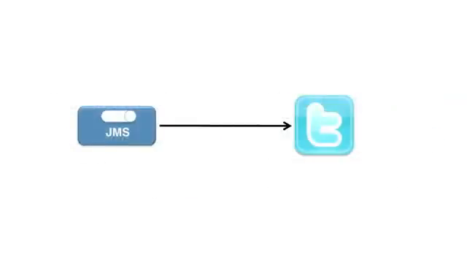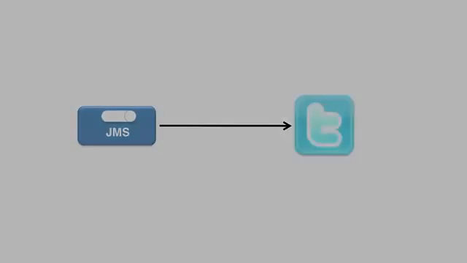Let's take a look at an example. Say I want to develop an application which takes a message from an enterprise system and delivers it to a cloud service. In this case, we'll create a flow in which a message in a JMS queue will be used to create a post to Twitter.